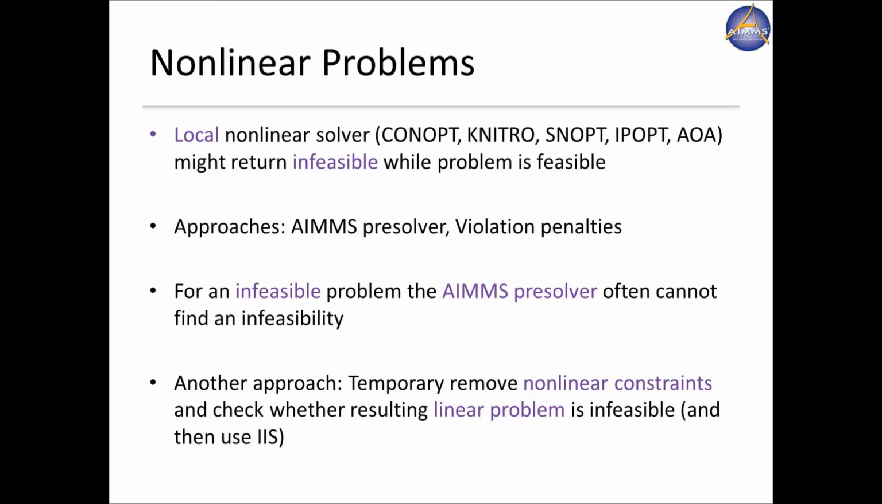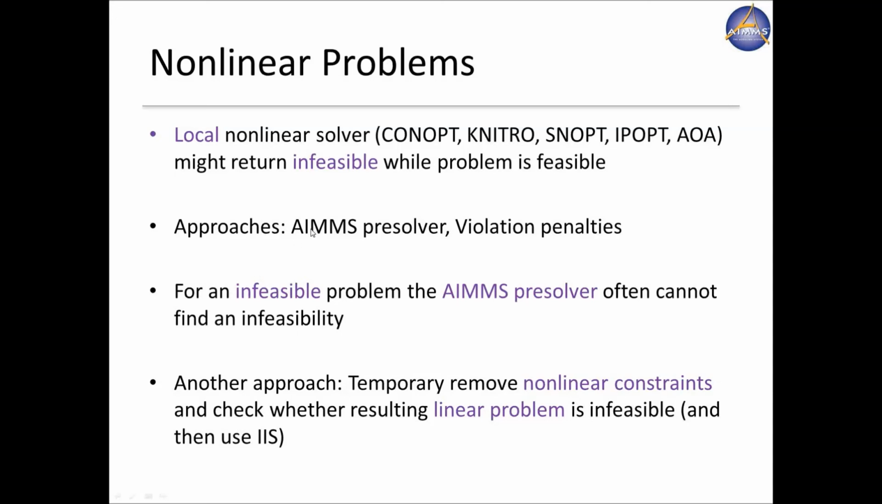So they cannot guarantee to find a global optimal solution, and it might also sometimes happen that they get stuck in a local infeasible solution while in fact the problem is feasible. So they might return infeasible while in fact the problem is feasible. There are two approaches you can use for analyzing infeasibility with nonlinear problems, namely the AIMMS Presolver as shown before, and also the violation penalties, which can also be used for nonlinear problems.